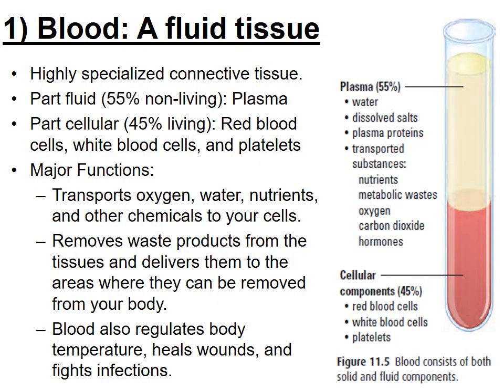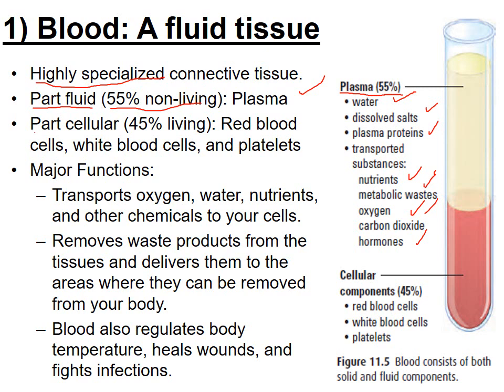So we're going to start off by studying the blood. Remember that the blood is a tissue. It's a fluid connective tissue. It's very, very specialized. It has a few different parts to it. One of its parts is fluid, so that's the non-living part, and that's about 55% of it. And that's called the plasma. So if you look here at this test tube, this is our plasma. It has water, dissolved salts, proteins, other substances like nutrients, some waste, some oxygen, carbon dioxide, and hormones. So that is what makes up the plasma, which is 55% of your blood.